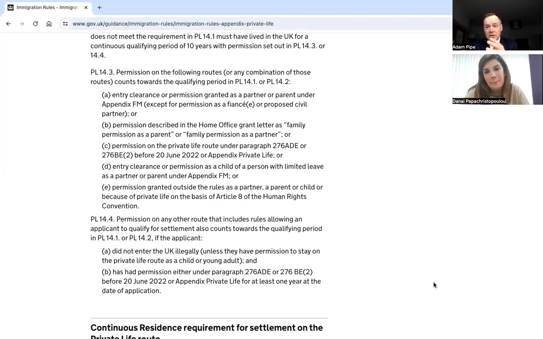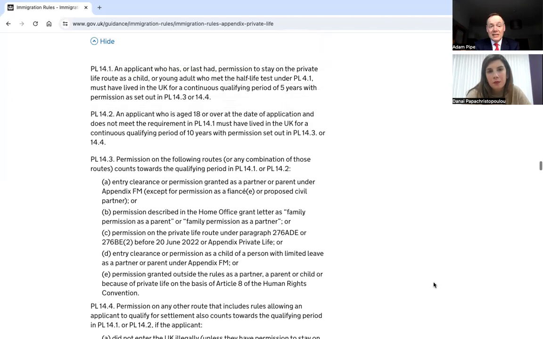And I know you've had experience and I've had experience with people making the wrong applications for clients, either thinking the old policy still applies or applying on a family life basis where they should be applying under Appendix Private Life, but perhaps haven't realized that their clients, because of 11.3 and 14.1, need to get leave on that private life route first. Just before we finish, are there any other practical difficulties or steps you think people should take, or things people should be aware of?